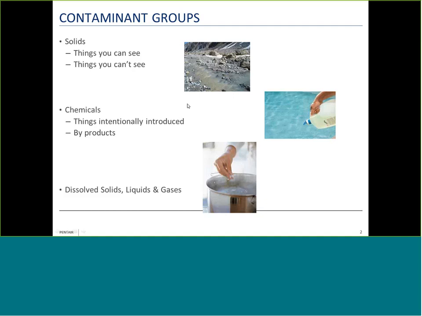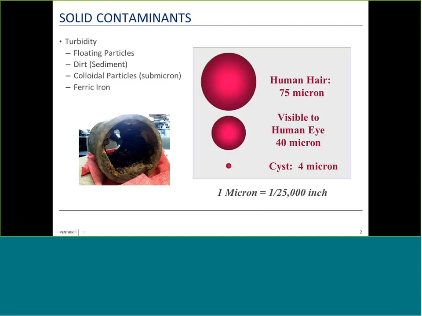And to give you some relative sizes of particulate in the water, a human hair is around 75 microns, and what's visible to the human eye is 40 microns. Well, cysts, bacterial cysts, the eggs of bacteria, go down to 1 to 4 microns in size, and a micron is 1/25,000th of an inch, so we're talking very, very small things here.